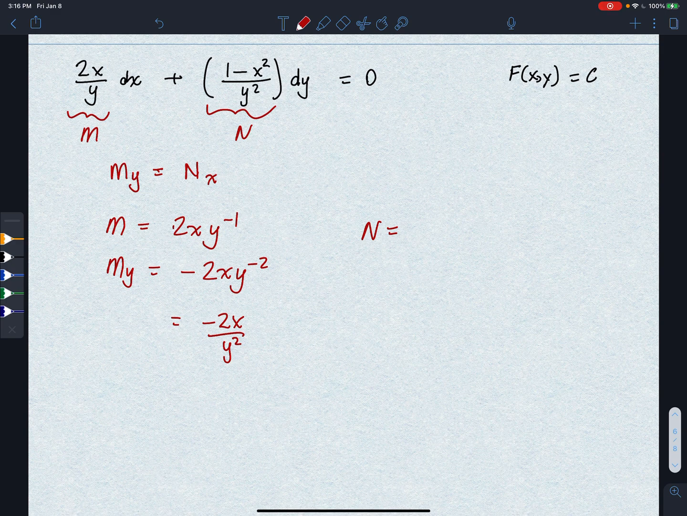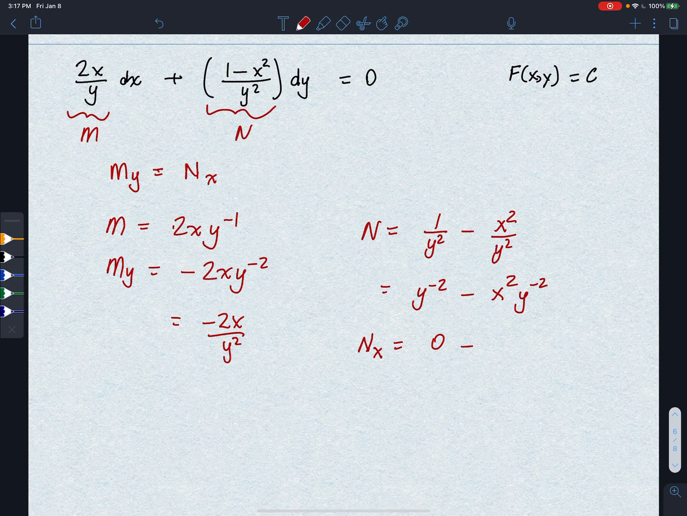So N is equal to 1 over y squared minus x squared over y squared, which could be thought of as y to the negative 2 minus x squared times y to the negative 2. And then N sub x, well, the first term goes away because that's a constant, right? And then the second term, derivative of x squared, is 2x times y to the negative 2, which is negative 2x y to the negative 2. So yes, this equation is exact, which means that there is some parent function that created these differentials. So how do we get there?